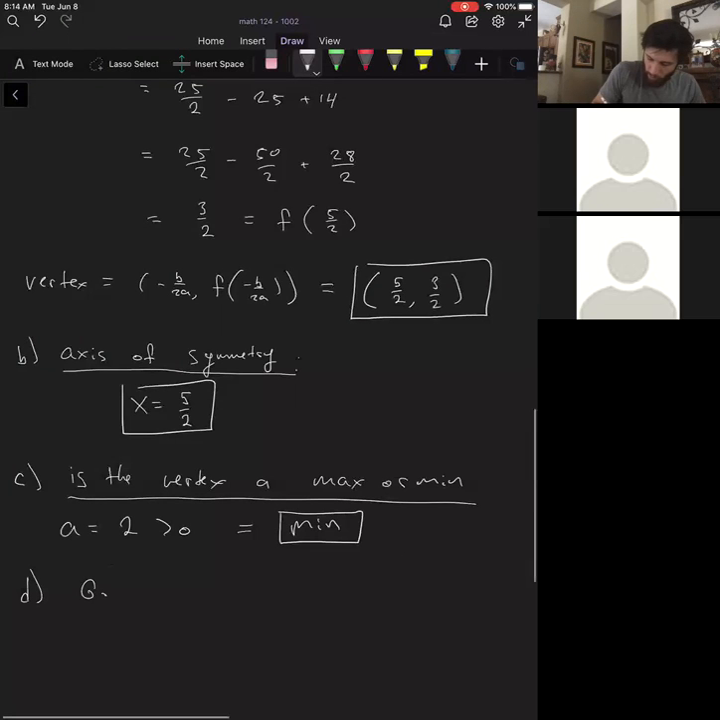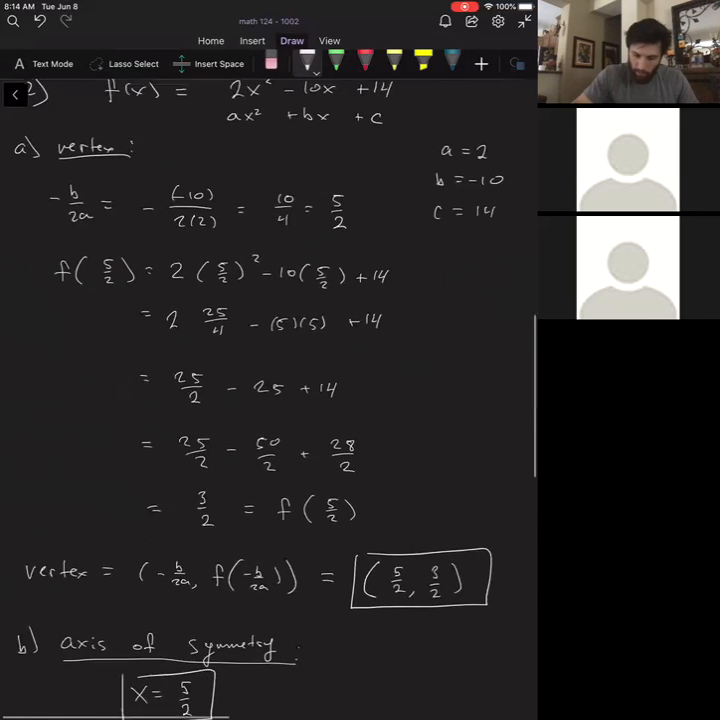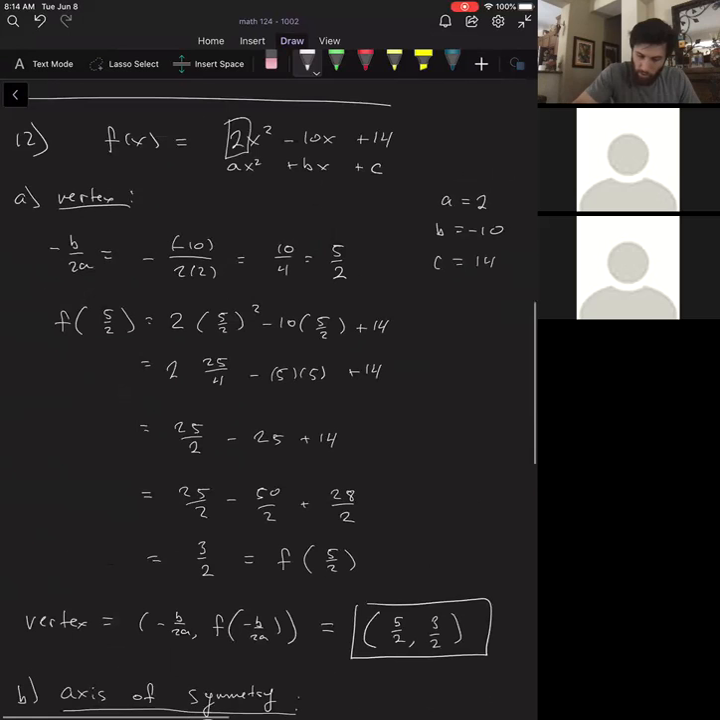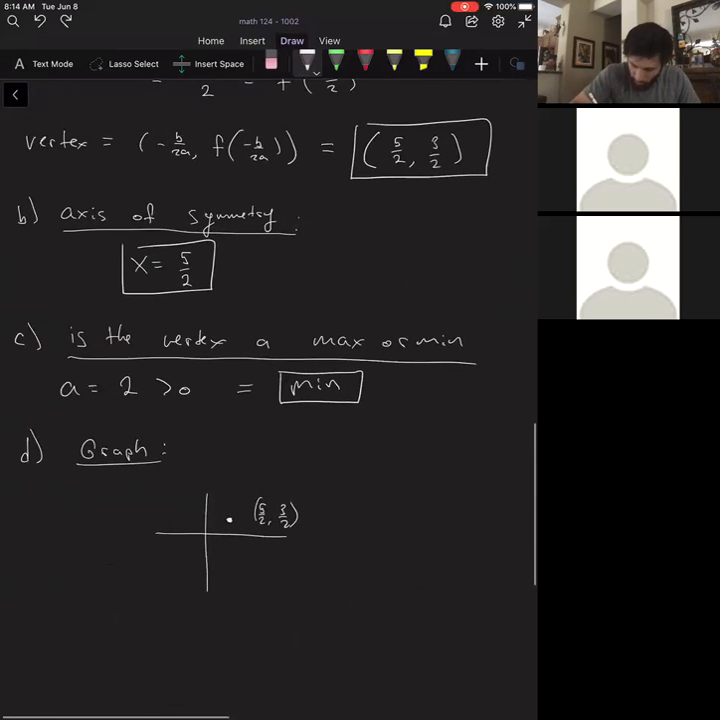And now we want to sketch the graph. For sketching the graph here, all we really need is the vertex. So we'll go onto our graph, the vertex of 5/2, 3/2. So somewhere over here. Here's 5/2, 3/2. And we know it's a parabola. Because the a value is 2, which is positive, that tells us it's going to open upwards. So it's just going to look something like this.